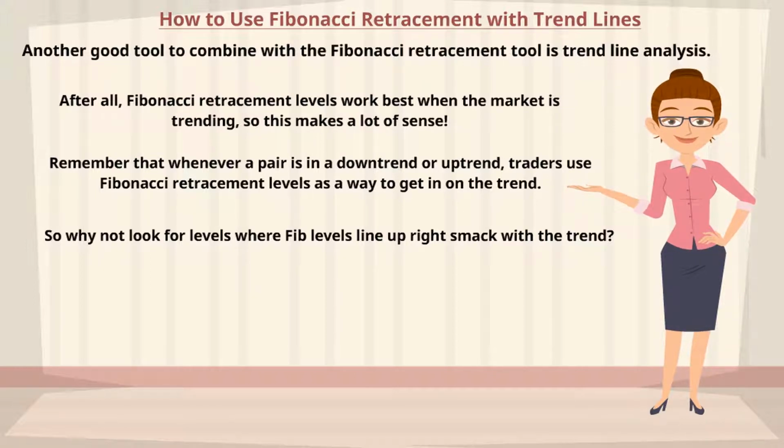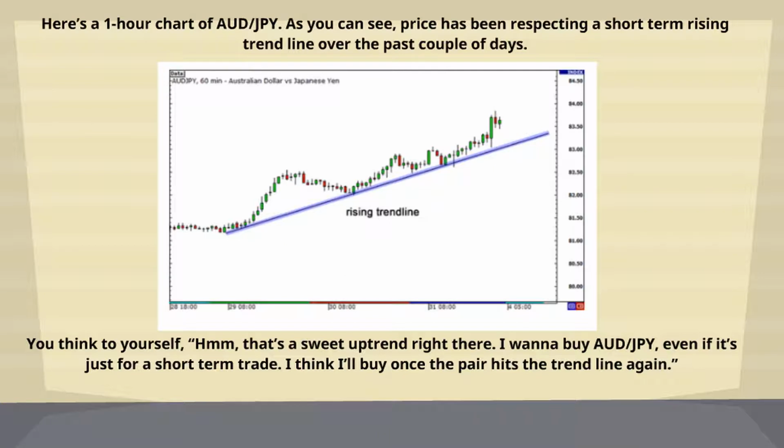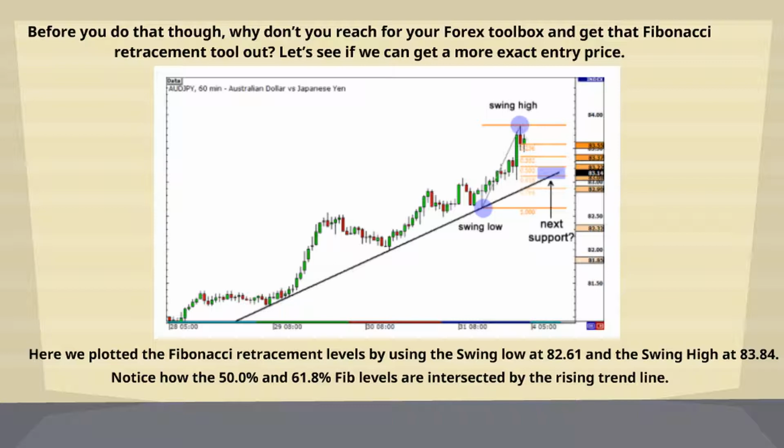Here's a 1-hour chart of AUD/JPY. As you can see, price has been respecting a short-term rising trend line over the past couple of days. You think to yourself, that's a sweet uptrend right there. I want to buy Australian dollar to Japanese yen, even if it's just for a short-term trade. I think I'll buy once the pair hits the trend line again. Before you do that though, why don't you reach for your Forex toolbox and get that Fibonacci retracement tool out? Let's see if we can get a more exact entry price.